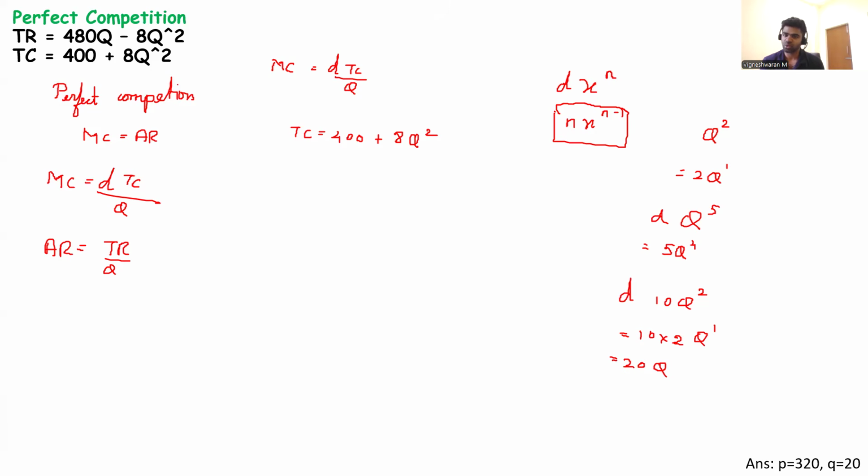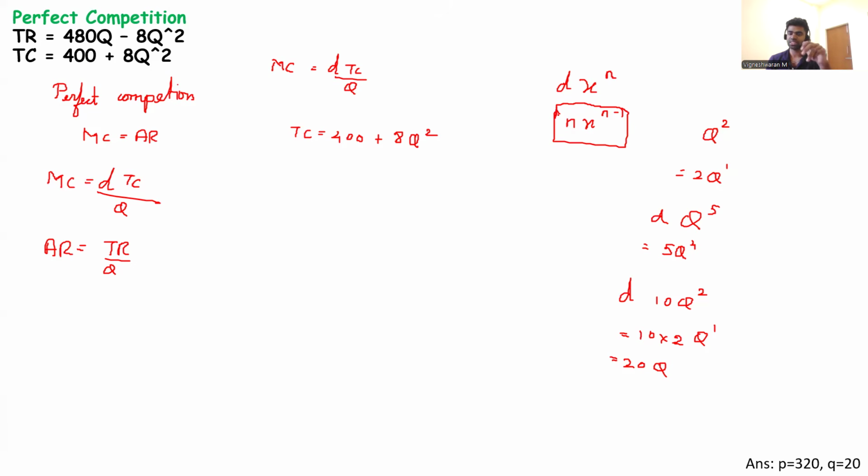In this whole chapter, we will be using only this concept. In differentiation, there is no need for any other concepts. If you differentiate x power n, it will be n into x power n minus 1. If you differentiate q square, it is 2q. Then differentiation of q power 5 is 5q power 4.